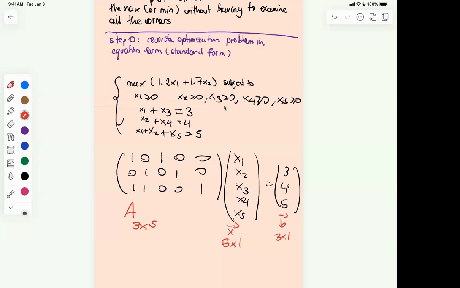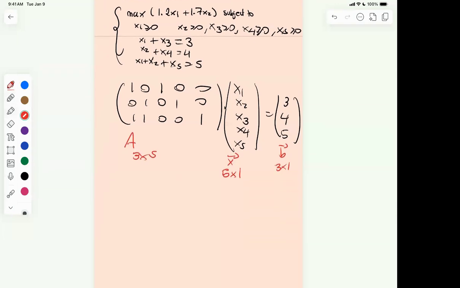Okay, and now comes the fun part. So step 1, which is the real first step, is that you have to find at least one basic feasible solution. Step 1: find one basic feasible solution.